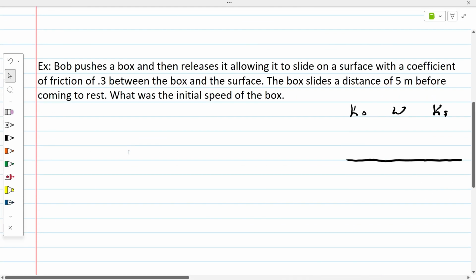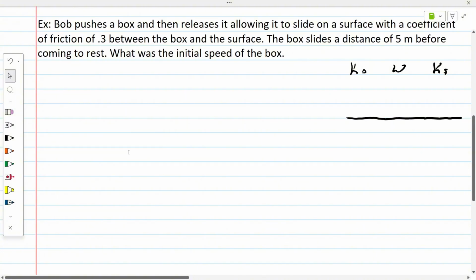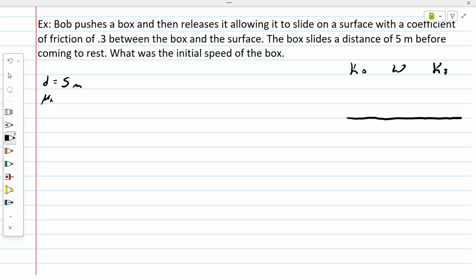Alright, so let's do a first example here. A bob pushes a box and then releases it, allowing it to slide on a surface with a coefficient of friction of 0.3 between the box and the surface. The box slides 5 meters before coming to rest. What is the initial speed of the box? Okay, so let's write what we have first. The distance traveled is 5 meters. The coefficient of friction is going to be kinetic because it's sliding, equals 0.3. And we're looking for the initial speed, v naught.